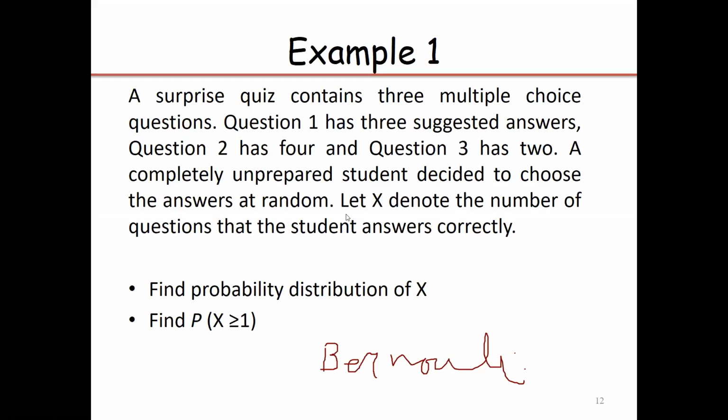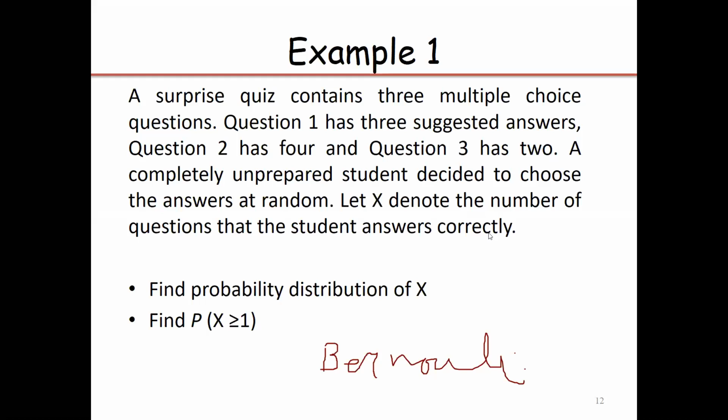In a binomial experiment, the probability of success remains the same from trial to trial. But here the probabilities are changing. In question number one, I have three answers, meaning the probability of correctly solving the question is 1 by 3. In question number 2, the probability is 1 by 4. In question number 3, it is 1 by 2. The probability is changing from question to question. So that is why we cannot say that it is a binomial model. Binomial model cannot be used here.